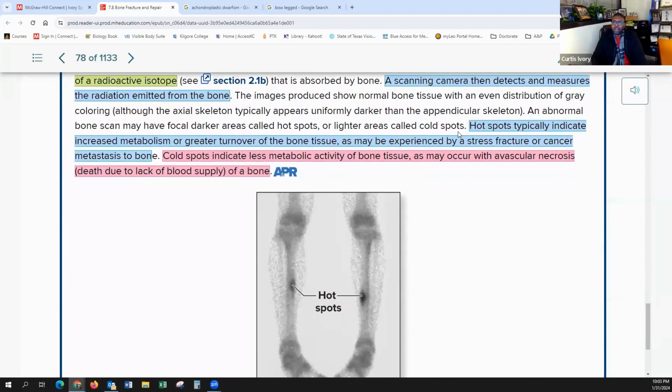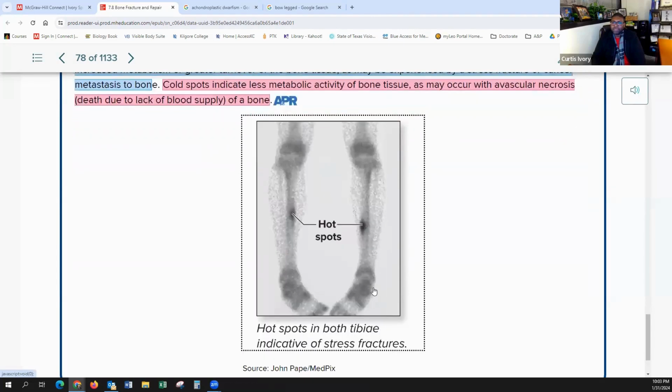So you can have what's called a hot spot, which indicates that these areas have increased metabolism, or that a lot of bone tissue is being built, or that you had some type of fracture or cancer in this portion of the bone. But you can also have cold spots, which indicate the opposite: less metabolism occurring, or some type of cell death or vascular death, or loss of blood supply in that portion of the bone.